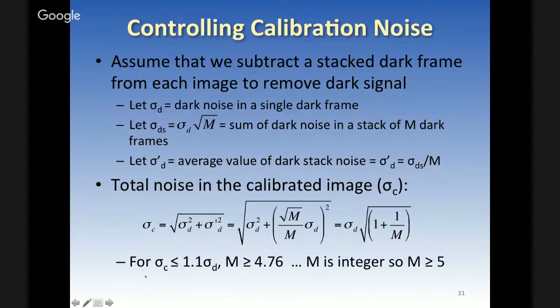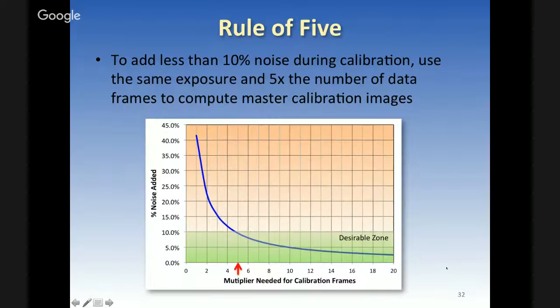So if we want to make sure that our dark calibration data doesn't increase our data's noise by more than 10%, we've got to make sure that this variation in our calibration is less than 1.1 of our dark data. And if we solve this, it turns out that we have to stack up 4.76 frames, but we don't want to use 4.76, so m is an integer, so we've got to have m equal to 5, and that leads to something called the rule of 5.